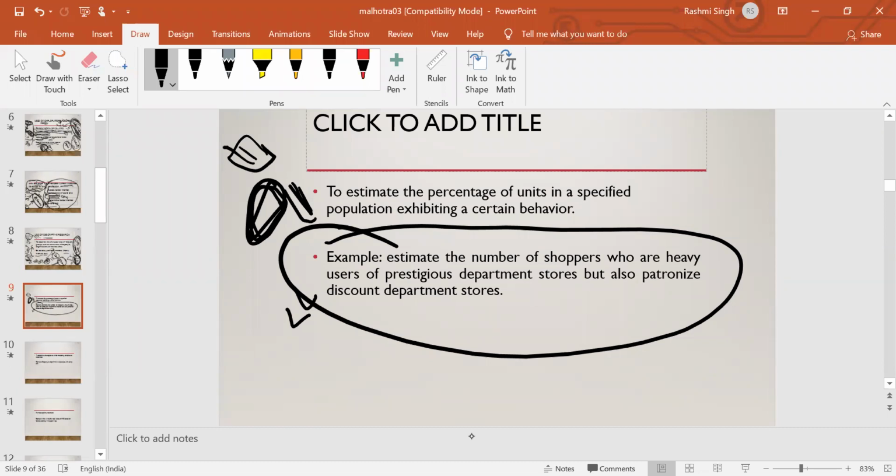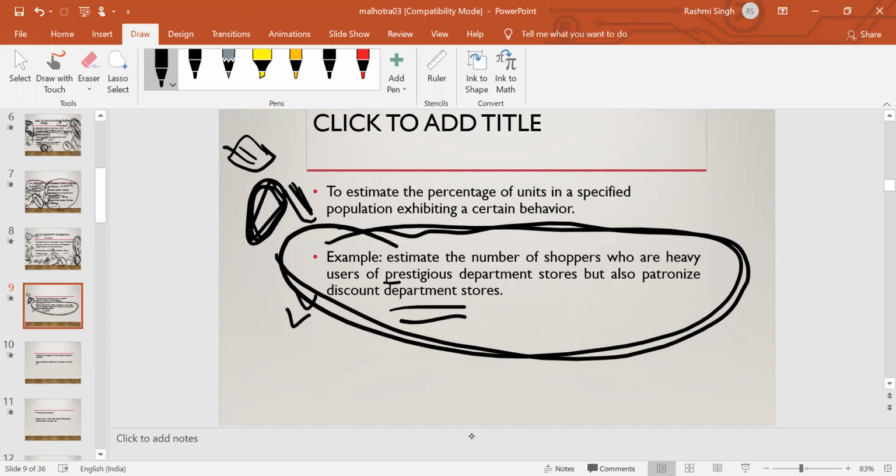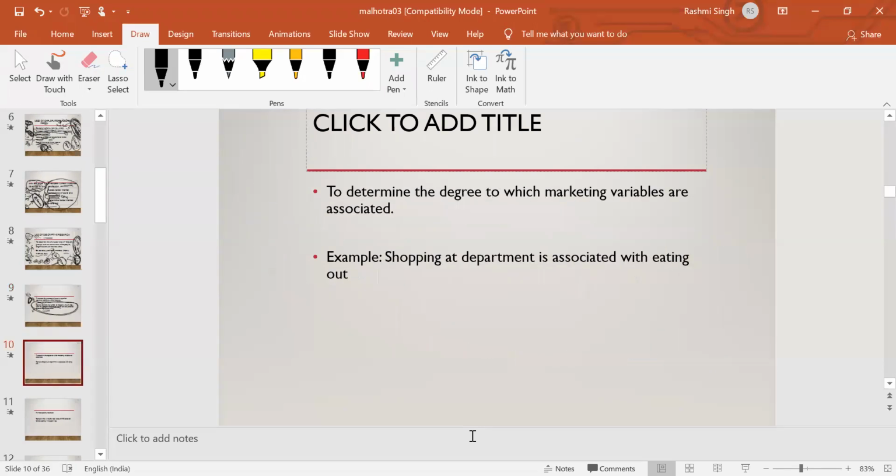So you are actually describing your consumers in terms of those who are purchasing from discount stores also, and those who are purchasing from the prestigious department stores also. So that is also one of the examples for descriptive research, not exploratory research, descriptive research.